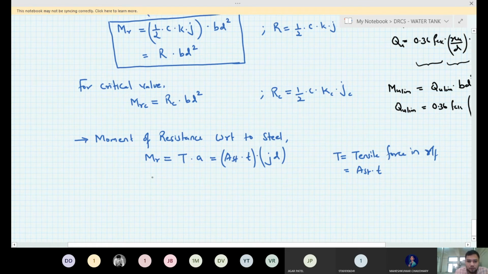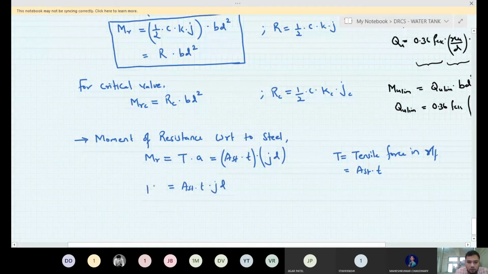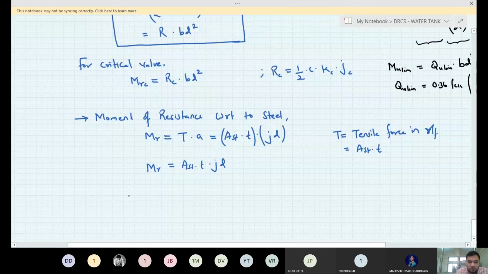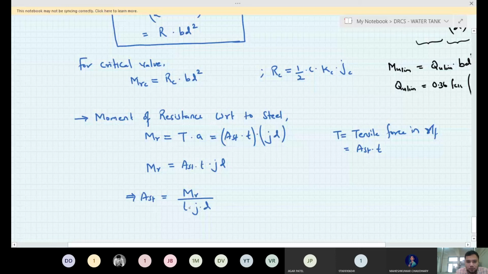So we can write MR is equal to AST sigma ST J into D. Now let us express this in terms of AST. So we can write AST is equal to MR upon sigma ST into J into D.